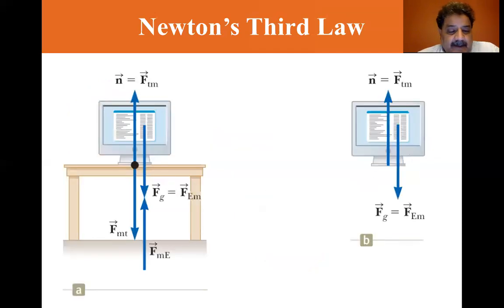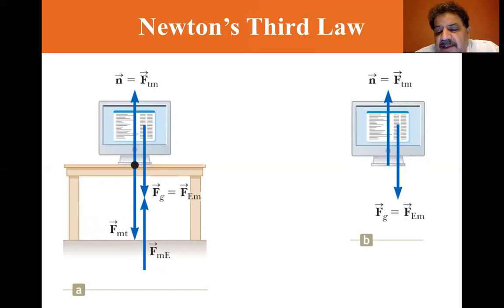Okay, let's look at this computer monitor at rest on the table. Earlier I was talking about my laptop on this desk, but now we're looking at the computer monitor at rest on a table, as in figure A. That's the left-hand side. The gravitational force on the monitor is Fg. It equals FEM, the Earth attracting the mass of the monitor. The reaction force is FME equals minus FEM, exerted by the monitor on the Earth.